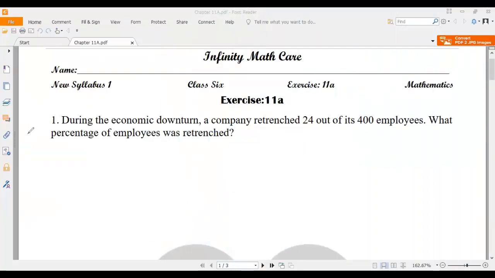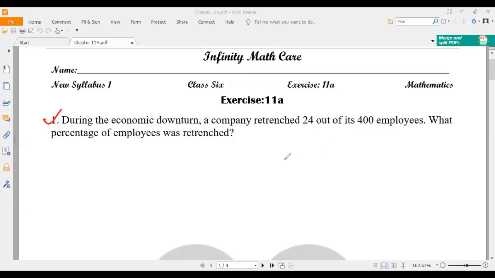Okay. This is actually percentage related problems. I hope you will easily understand after watching this video. So number one says, during the economic downturn, a company retrenched 24 out of its 400 employees. So what percentage of employees was retrenched?